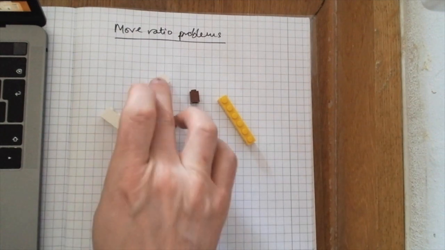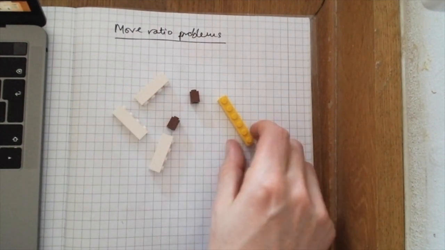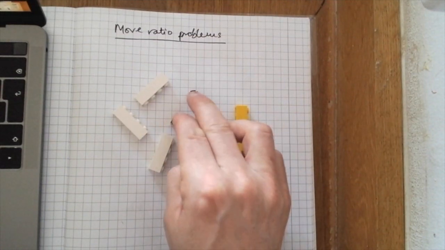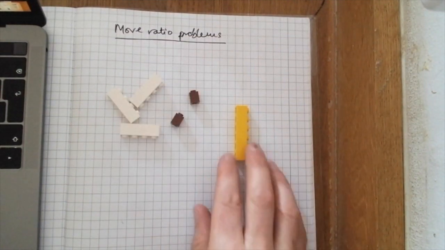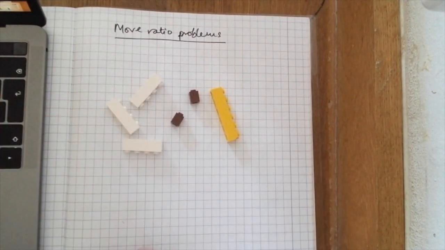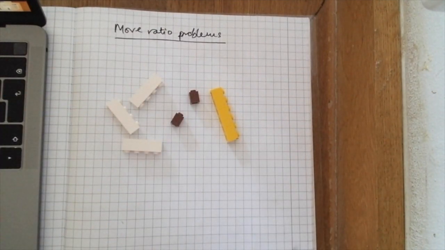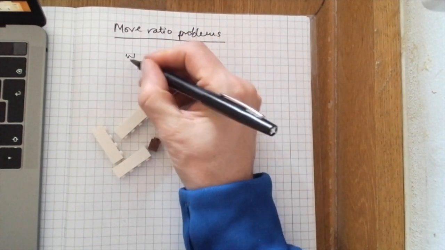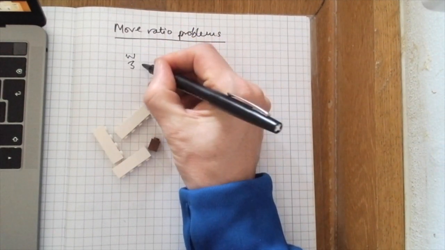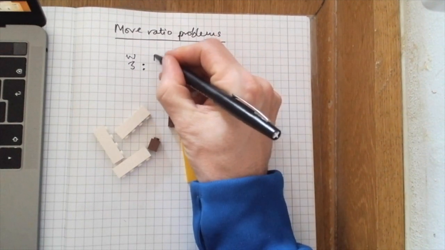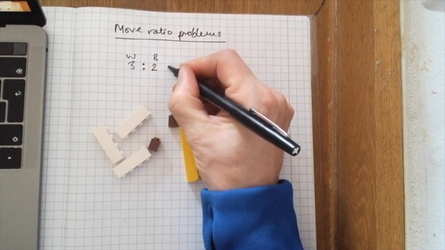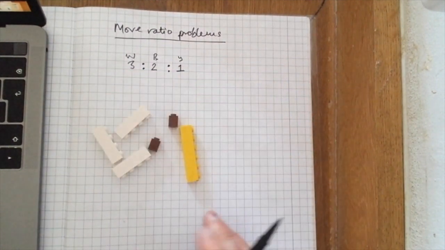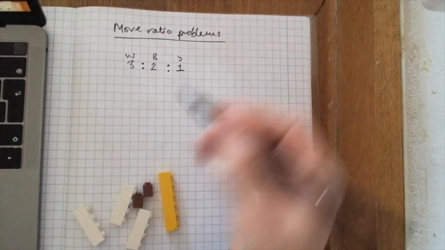For every 3 white blocks, there is 1 yellow block. For every 2 brown blocks, there are 3 white blocks. So we can see those relationships. We can even draw them out by saying if it's white blocks, there are 3, colon, brown blocks, there are 2, colon, yellow blocks, there's 1. So that ratio will always follow.